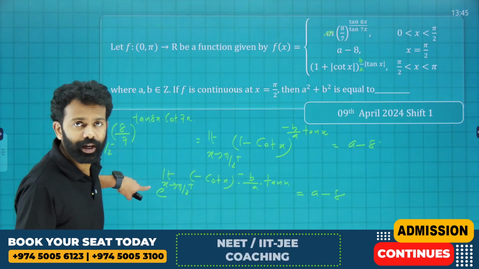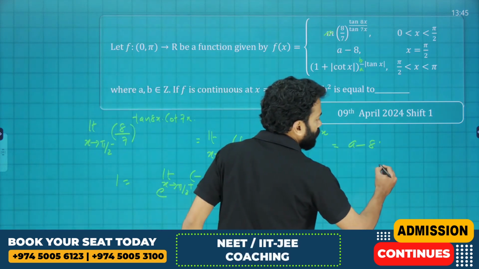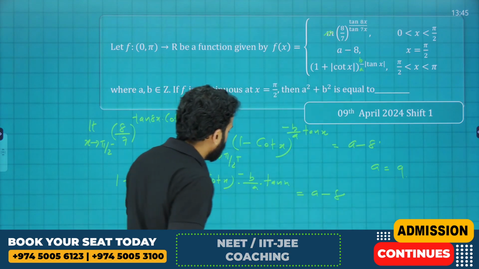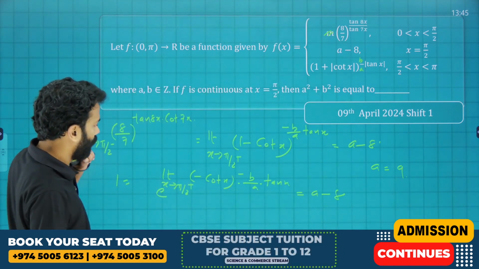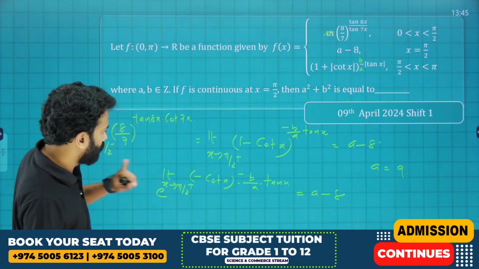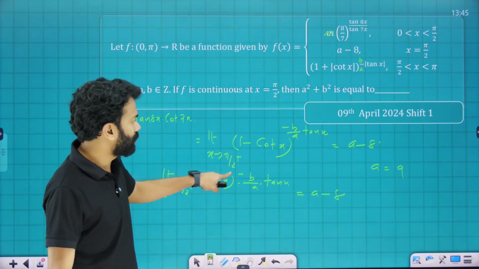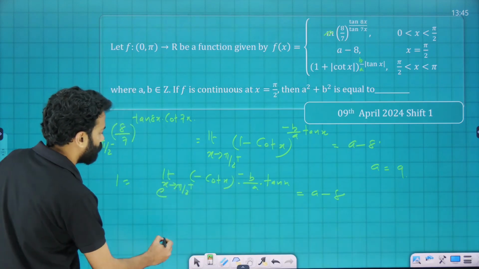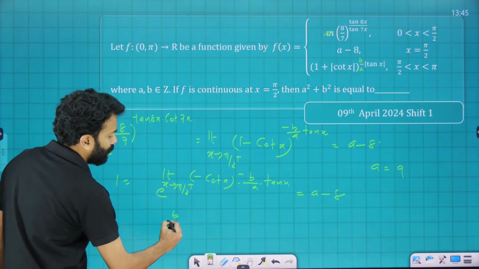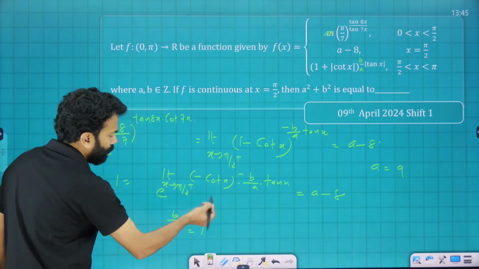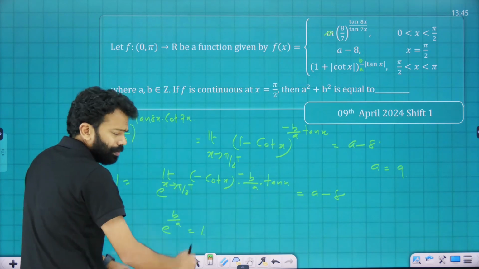Since this is equal to a − 8, we can derive the value of a. What is the value of a here? a − 8 is equal to 1, therefore a is equal to 9. Therefore this value should be equal to 1. Negative into negative is positive, and cot x into tan x is 1. Therefore, it reduces to e raised to b by a, which is equal to 1. Either we can equate here or there, both of them are equal to 1.